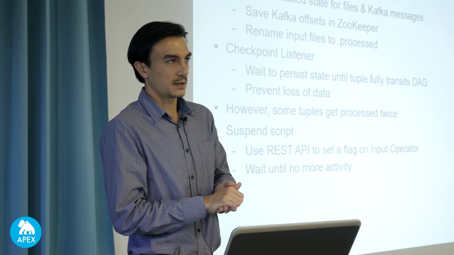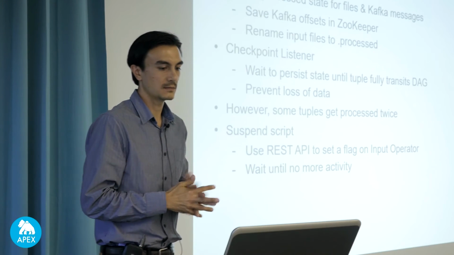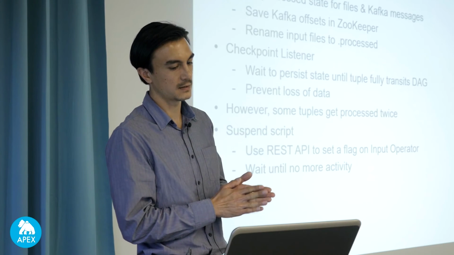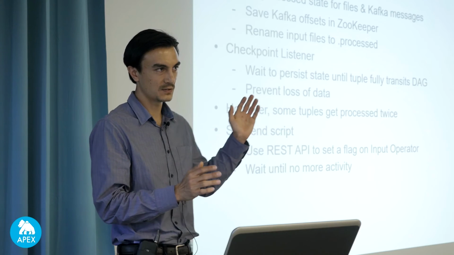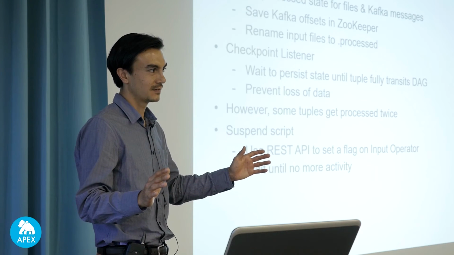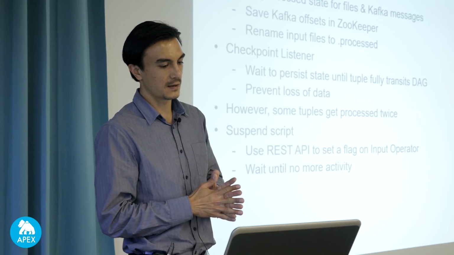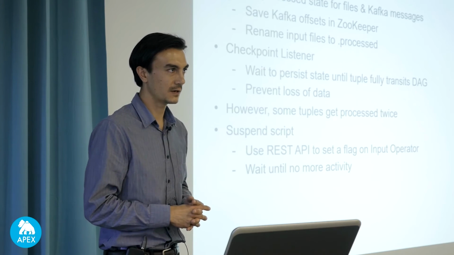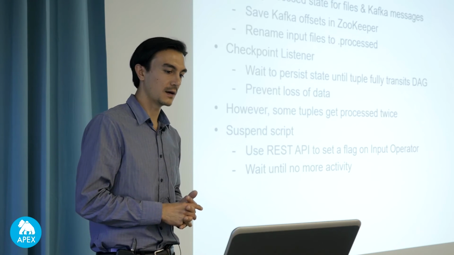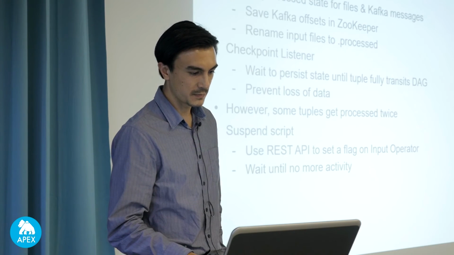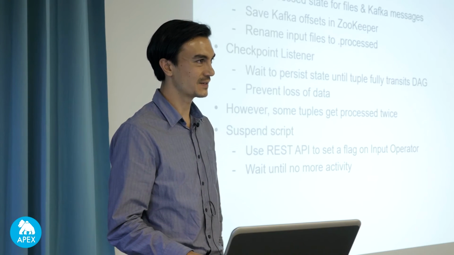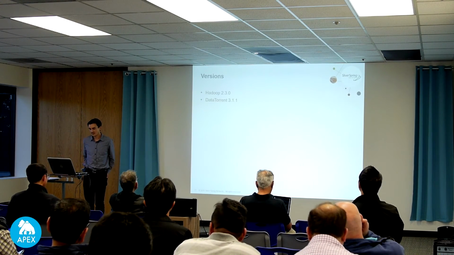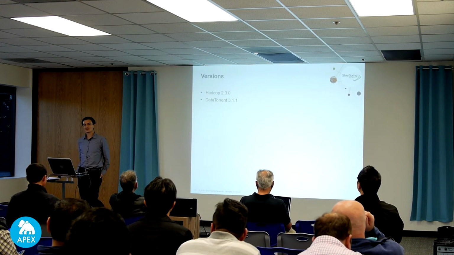So we looked for a cleaner way to exit processing. A simple way we came up with was to use the REST API and set a flag on an input operator to tell it to stop emitting tuples, and then just wait for the DAG to become inactive. We've used this for the last year. It's actually a very effective mechanism, but it's not built in, so that might be something that Data Torrent considers doing. Versions: we're on Hadoop 2.3.0 and Data Torrent 3.1.1. So, any questions?